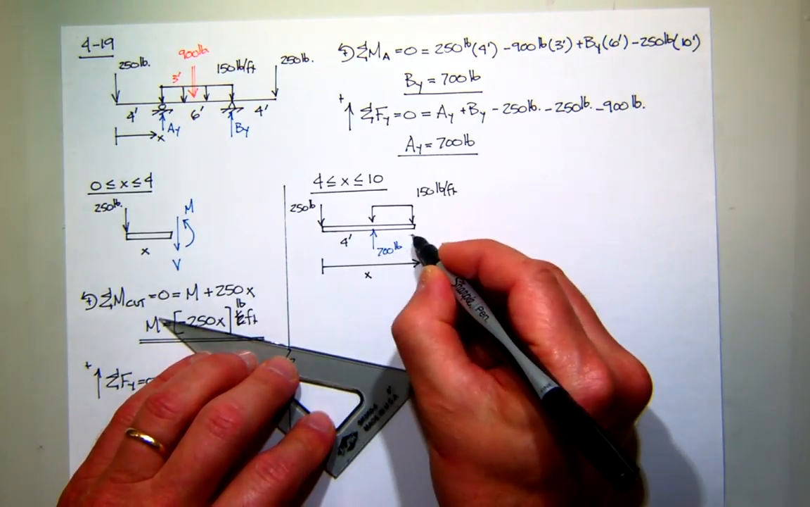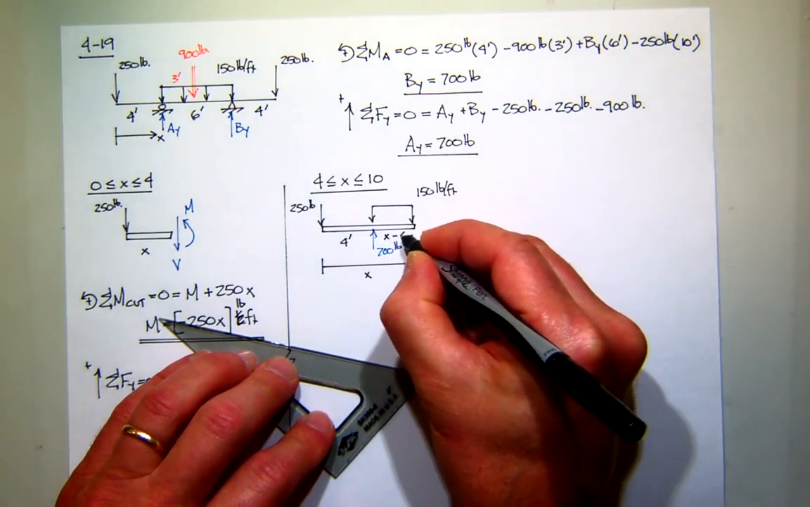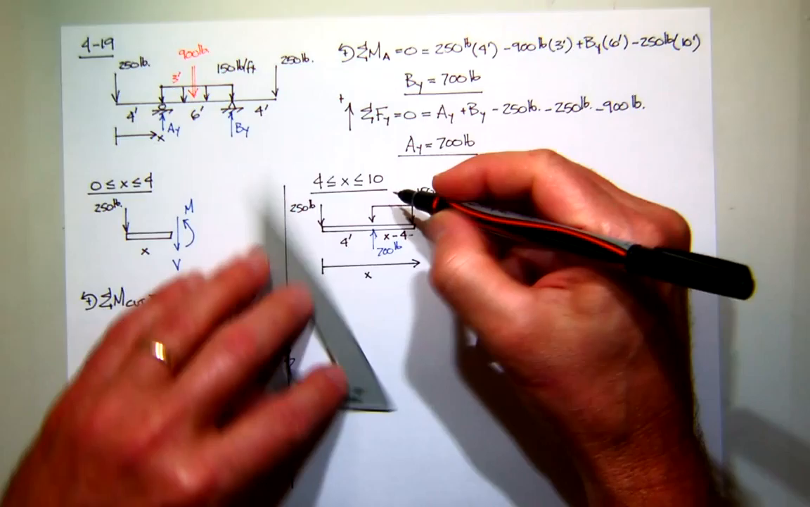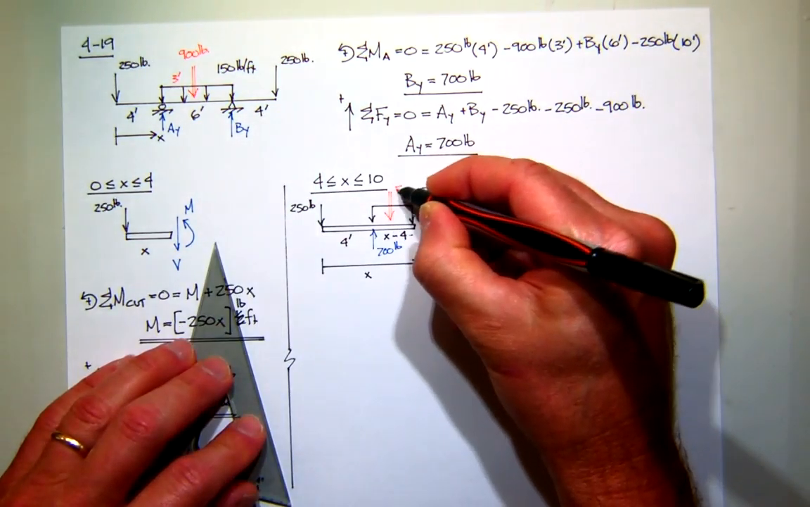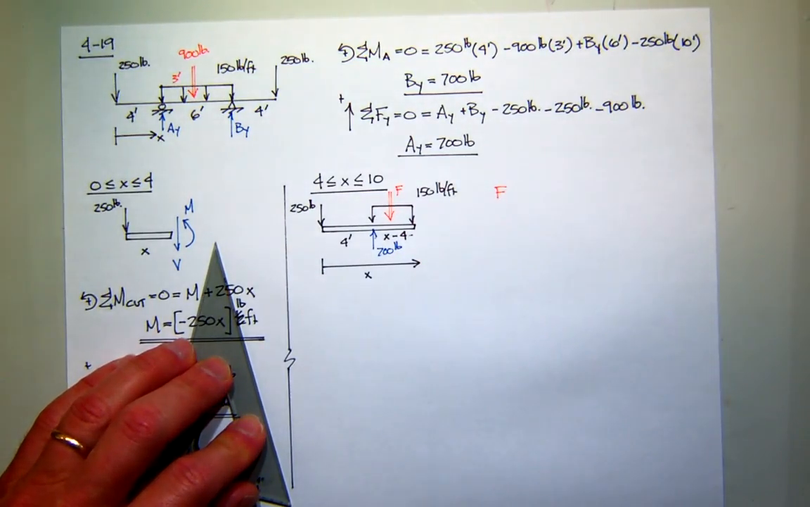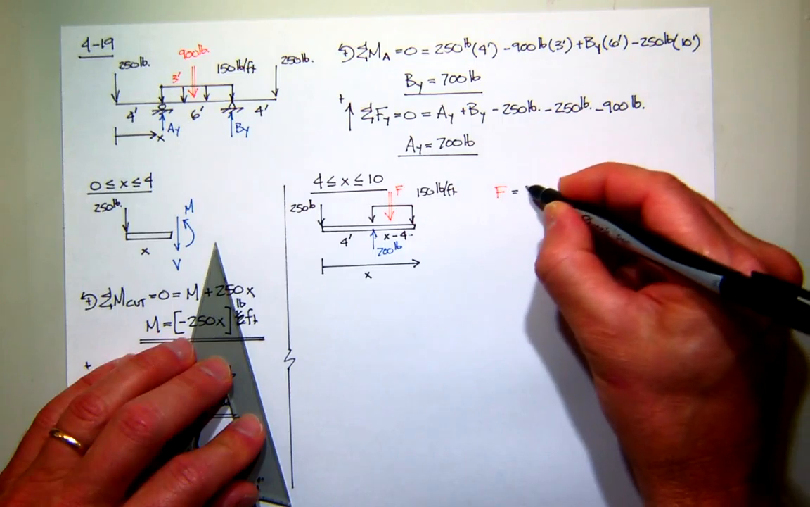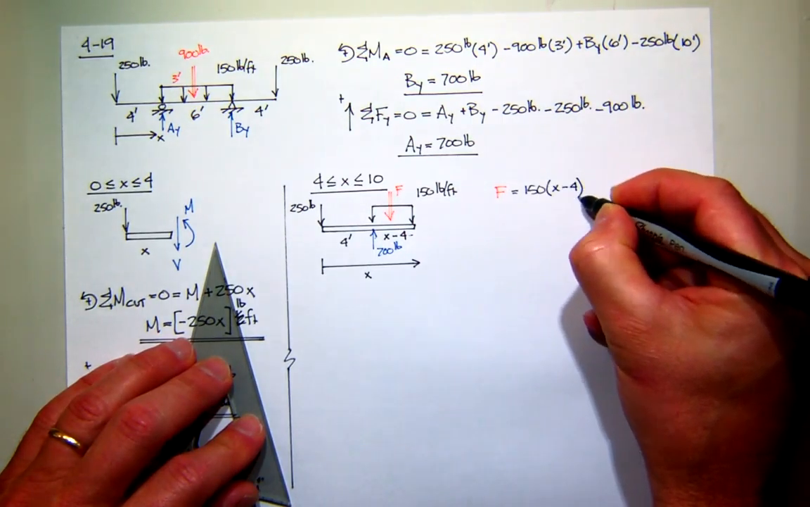So what's this distance right here? That's x minus 4. So what should be my concentrated equivalent force here? It's a rectangle. It should be base times height. So that's going to be 150 times x minus 4.